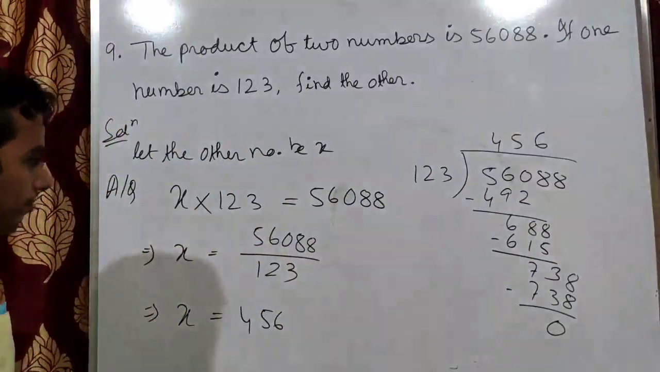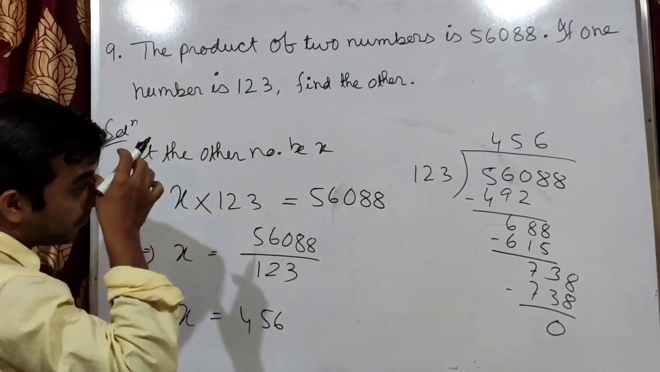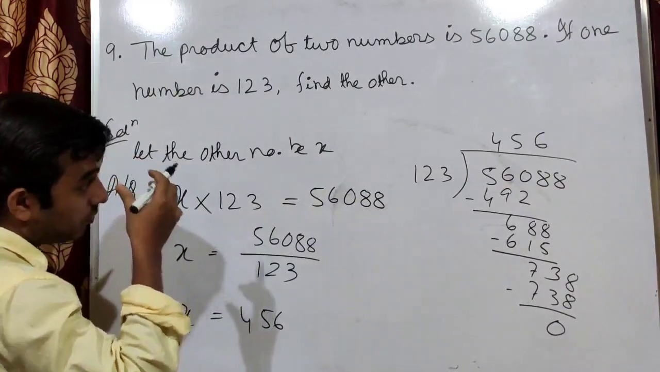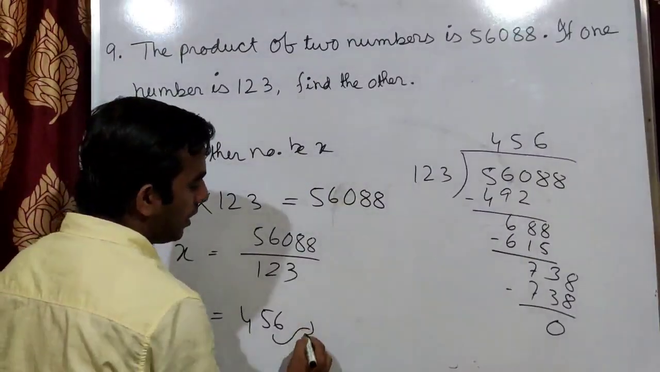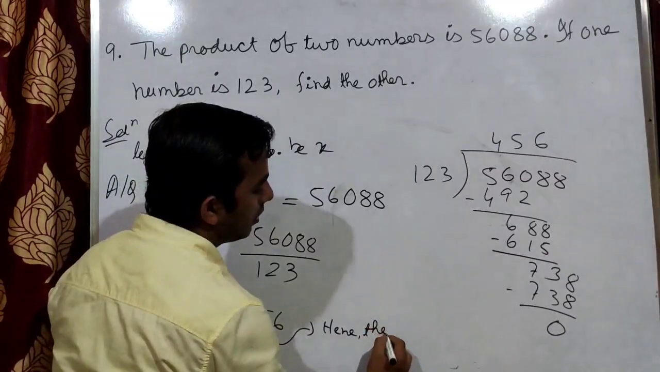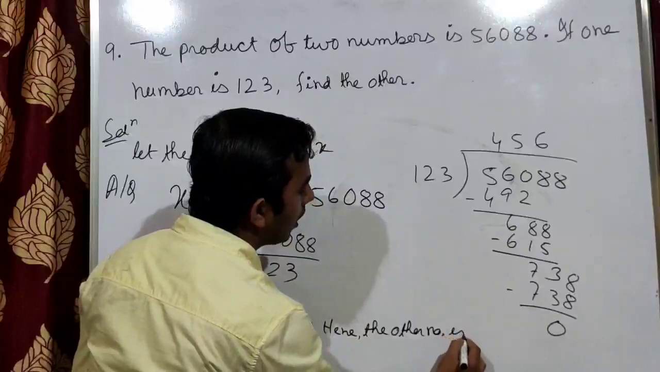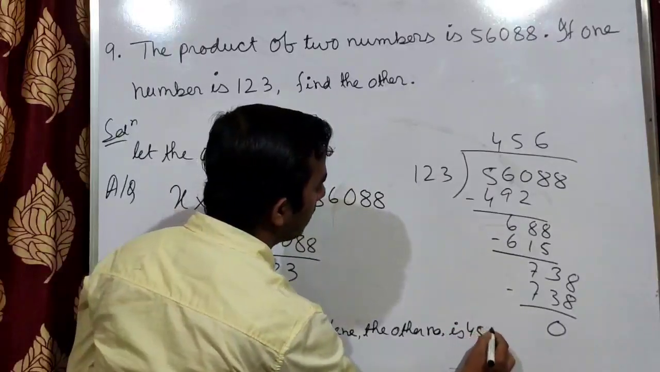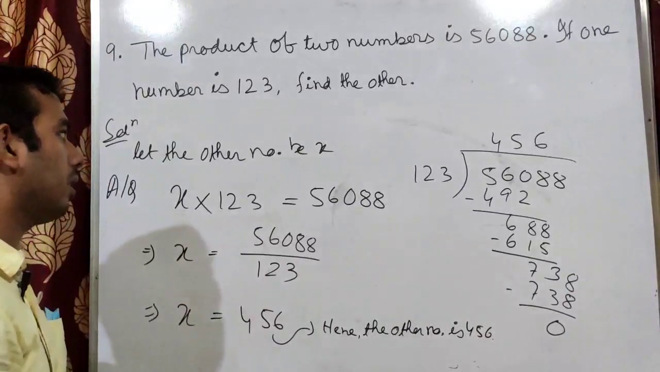Clear? So at last we will write, hence the other number is 456. Clear? Okay.